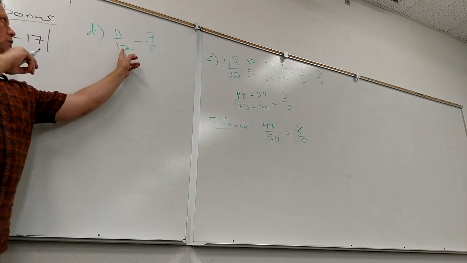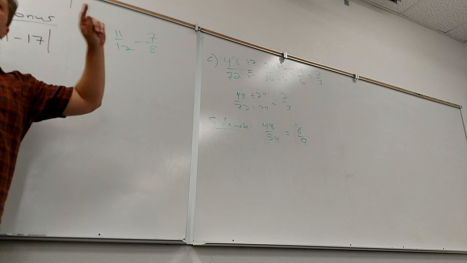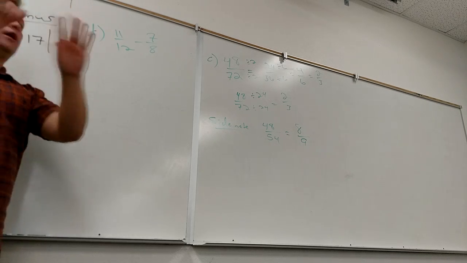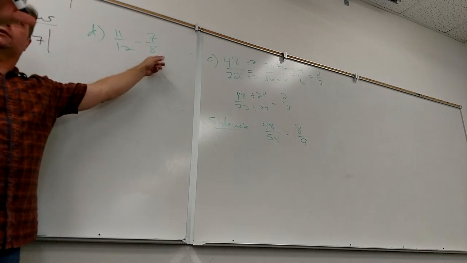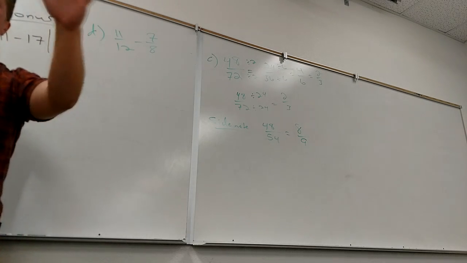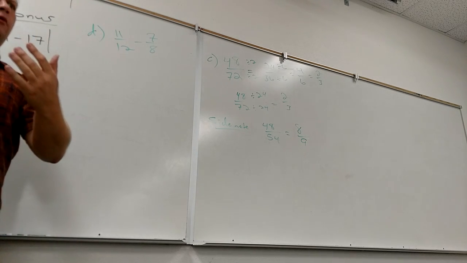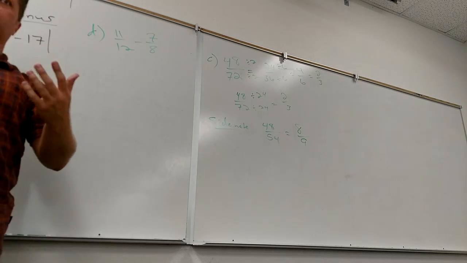What number goes into both 12 and 8? The biggest number that goes into both 12 and 8? 4. Now, real quick, these numbers are relatively simple. A lot of you saw 24 was the LCD. Some of you saw that, right? I'm going to give you a way that works no matter how ugly the numbers get. And we will be doing some ugly numbers later.